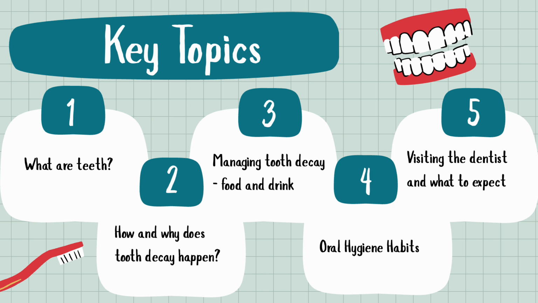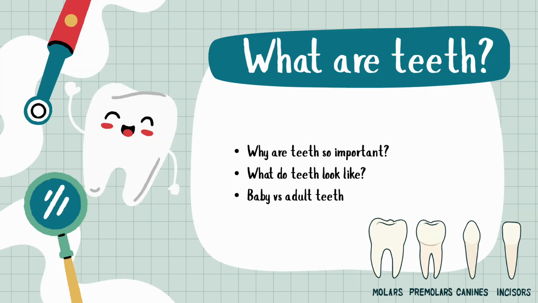In today's video, I will be discussing the 5 main concepts that should be discussed when teaching about oral health. These include the functions of teeth, how and why tooth decay happens, food and drink that can affect oral health, what good oral hygiene entails, and what children can expect when visiting the dentist. Let's start by looking at our teeth. This is a great way to start a discussion about dentistry with children and introduce the topic.